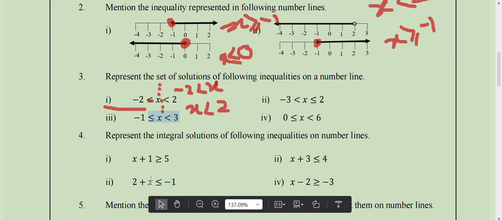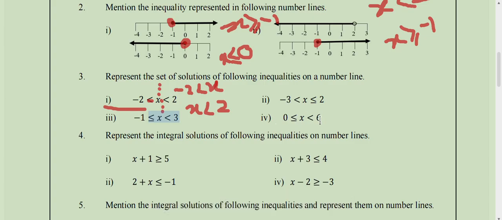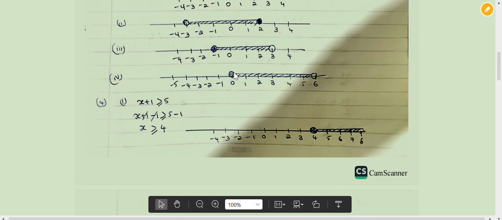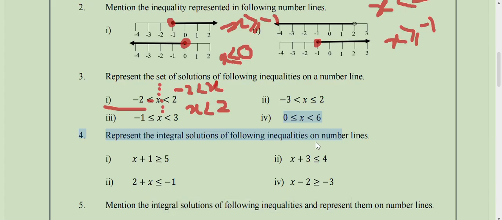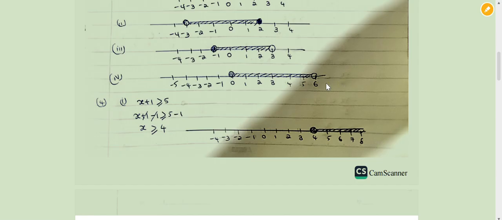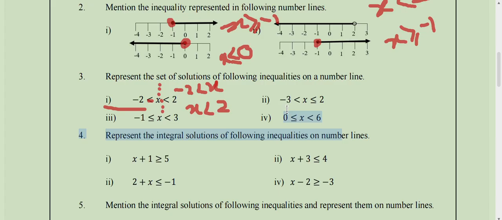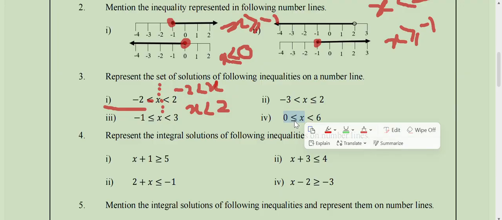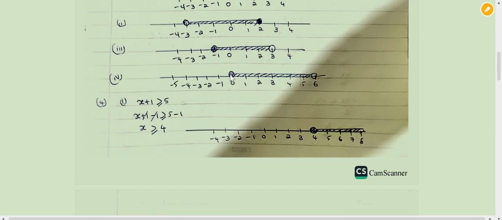Okay, 4. X is greater than or equal to 0 and x is less than 6. So you can quickly draw like this. X is greater than 0 means this region, and also x is less than 6 means this region. And also look at this important point. X is equal or greater than 0, so you should shade this circle.